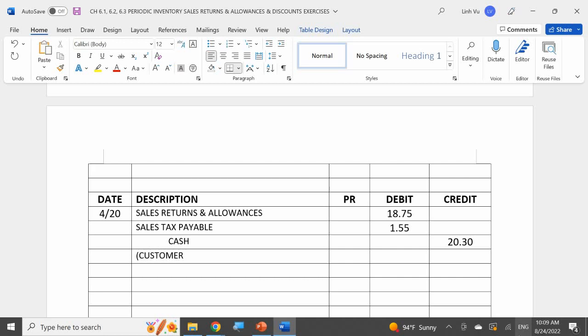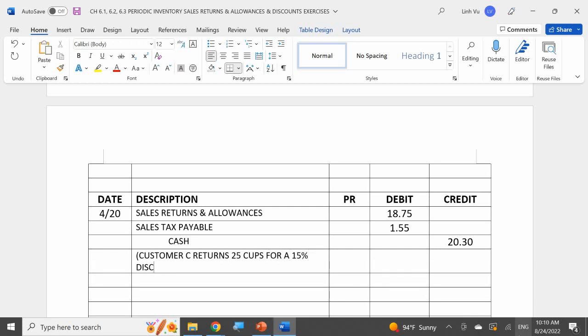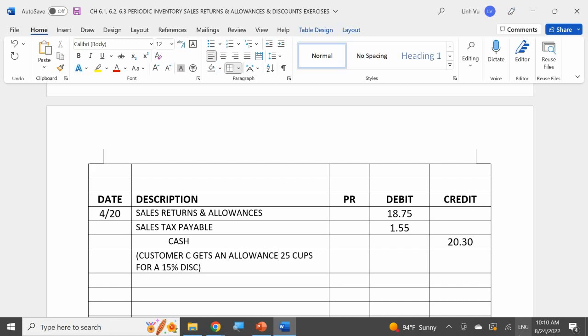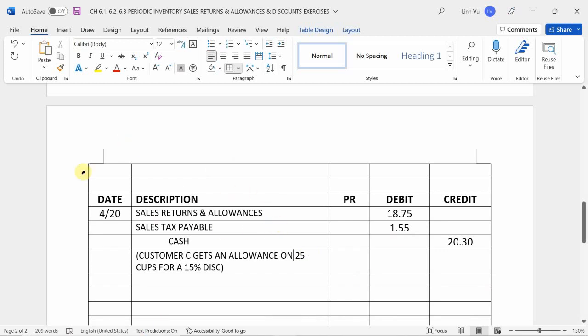customer C returns 25 cups for a 15% discount. Okay, or you could say customer C gets an allowance on 25 cups for 15% discount. Whatever makes sense to you. Okay?